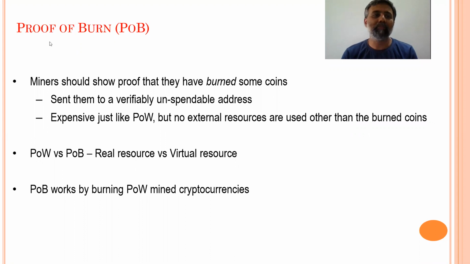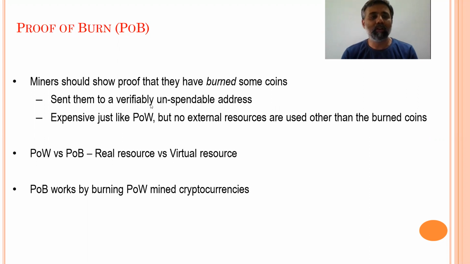Next one, we have the proof of burn mechanism. Here, miners should show proof that they have burned some coins. So this is different from proof of stake. There, the ratio of the stake decides the addition of the block. Here, miners should show the amount of coin they have burned.